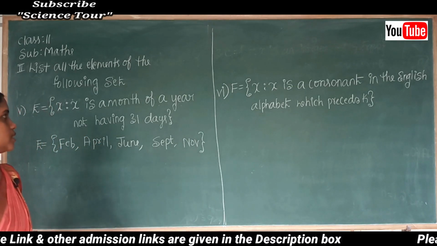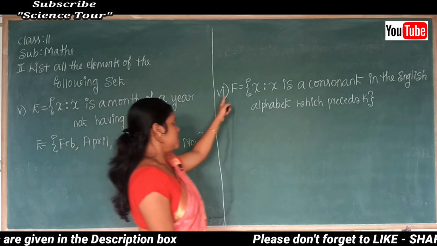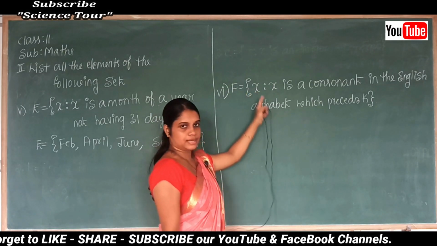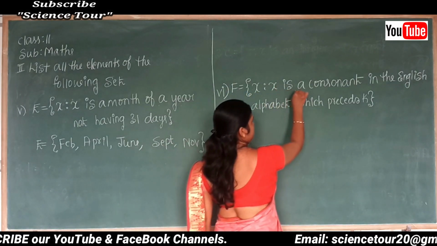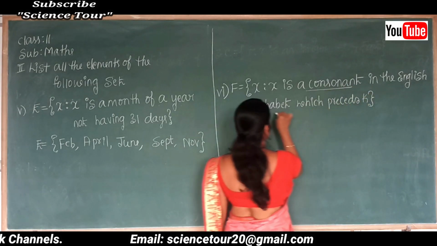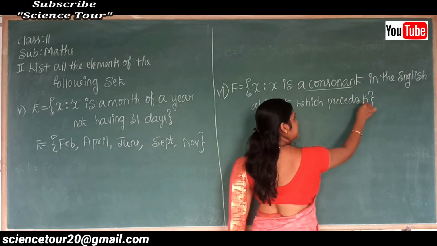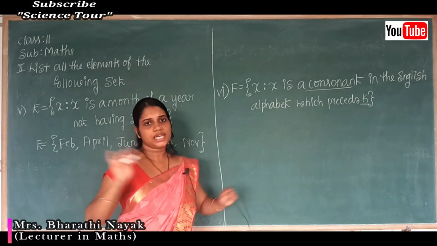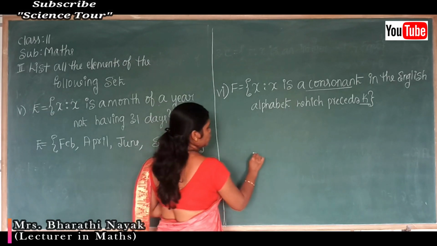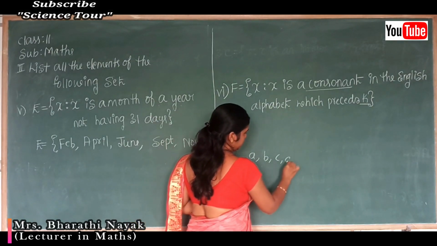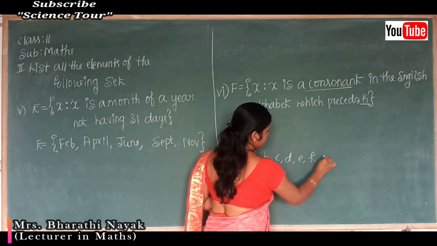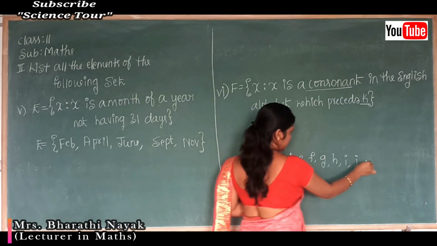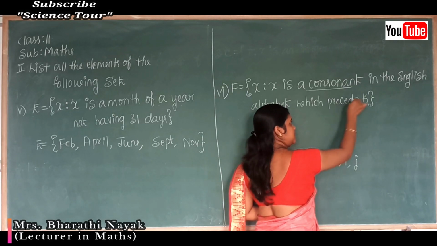So next, another question. F is equal to the set containing x such that x is a consonant in the English alphabet which precedes K. What is the meaning of this? First I will write the English alphabet. A, B, C, D, E, F, G, H, I, J. Can I consider K? No. Precedes K.